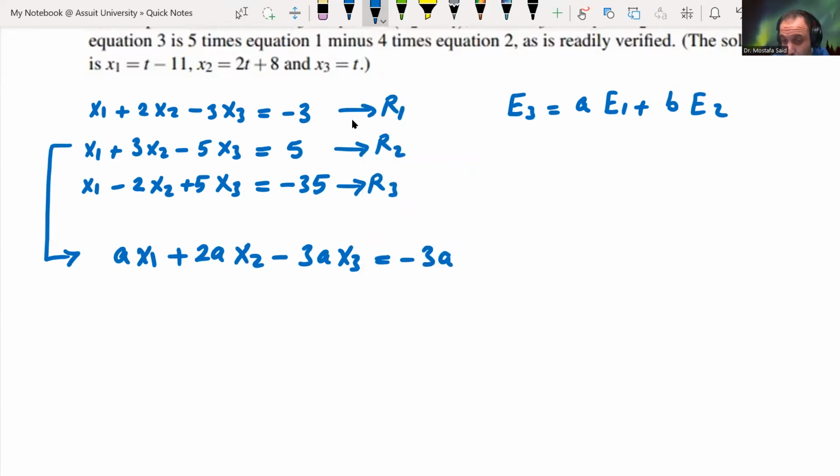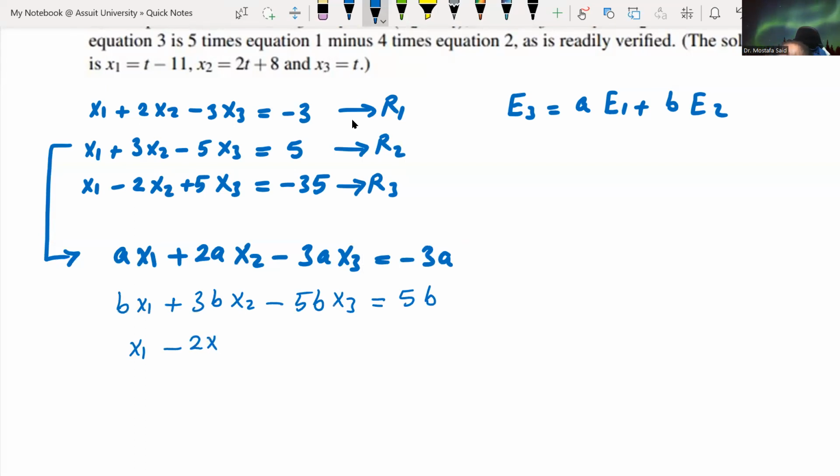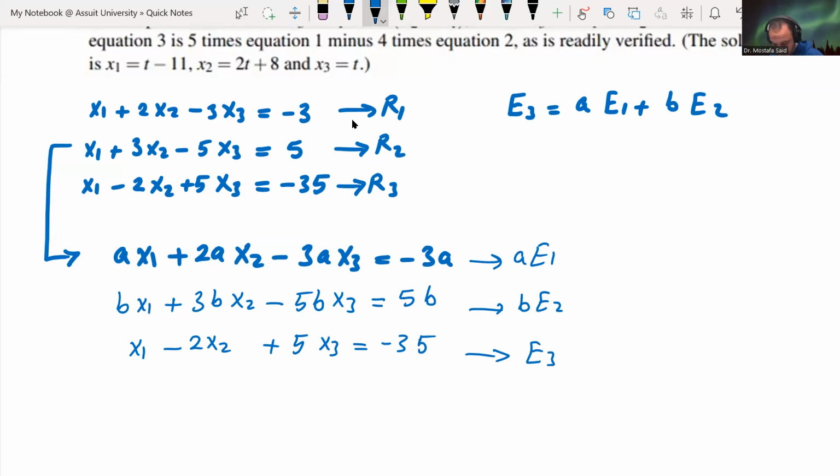Equation 2 should be multiplied by B: B x1 plus 3B x2 minus 5B x3 equal to 5B. And equation 3 should stay the same: x1 minus 2x2 plus 5x3 equal to minus 35. This is A times equation 1, this is B times equation 2, and this is just equation 3.